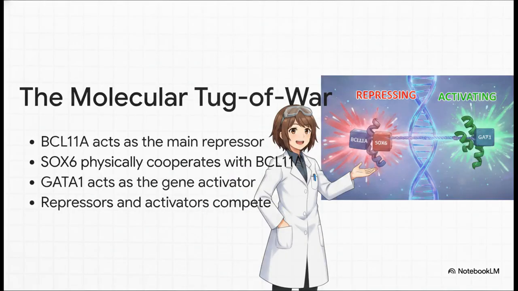But BCL11A doesn't act alone. It has co-conspirators. BCL11A physically and functionally interacts with another transcription factor called SOX6. Together, they co-occupy the beta-globin cluster and cooperate to silence gamma-globin. But here's where the molecular drama happens. They are in a fierce competition with an activator protein called GATA1. When BCL11A and SOX6 bind, they repress fetal hemoglobin, but when GATA1 wins out, it activates it. So, this tiny molecular tug-of-war determines exactly which type of hemoglobin your body is going to produce.